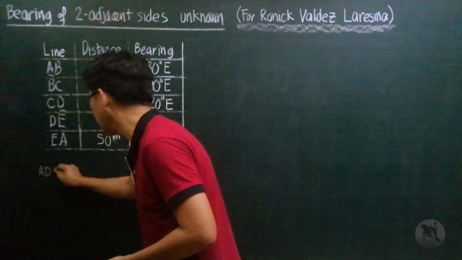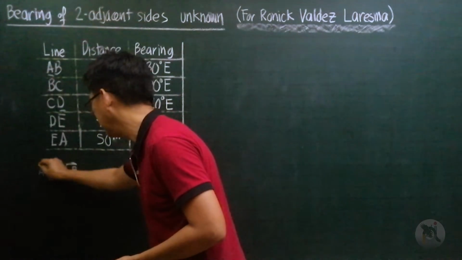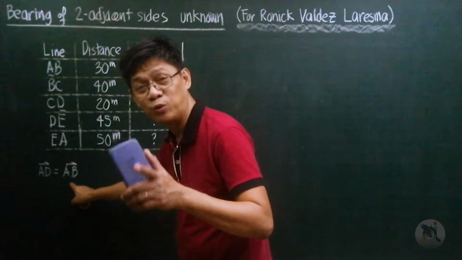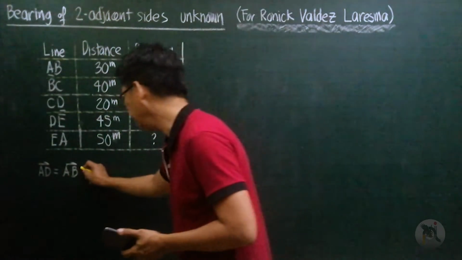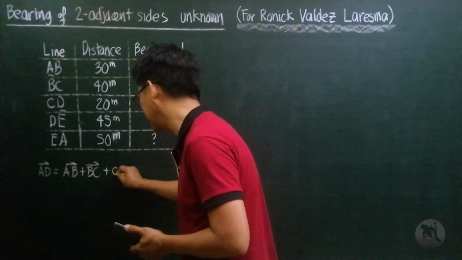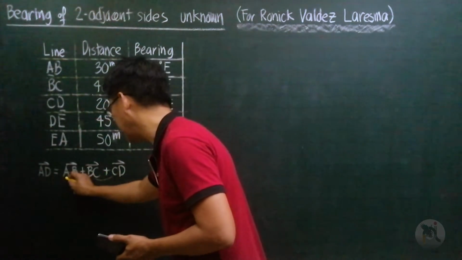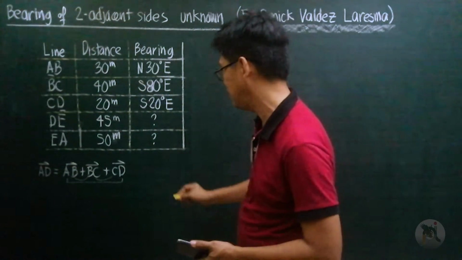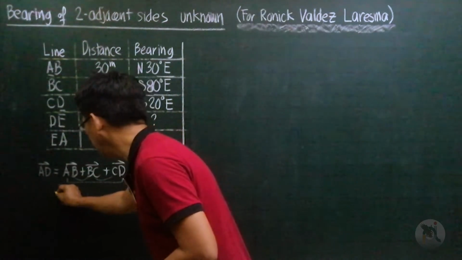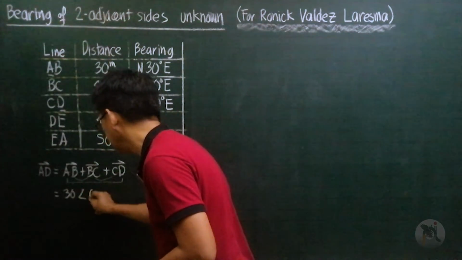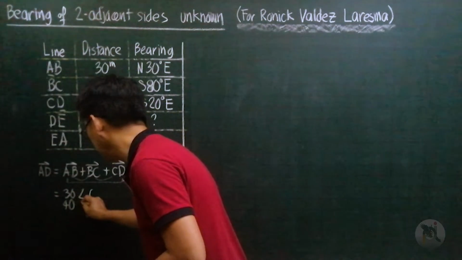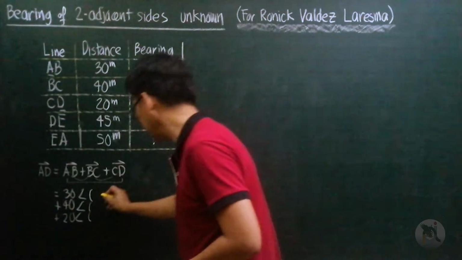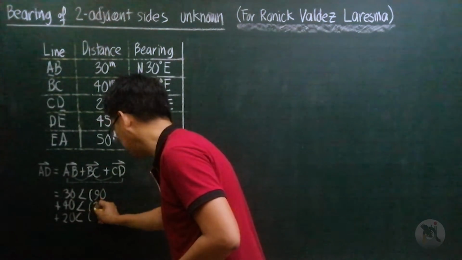So AD is equal to AB, when I put here the arrow, meaning the operation must be done with magnitude together with the direction. AB plus BC plus CD, it is equal to AD. So expressing this in R angle theta in your calculator, mode complex, AB is 30 angle, BC is 40 angle, CD is 20 angle, north is 90, south is 270.